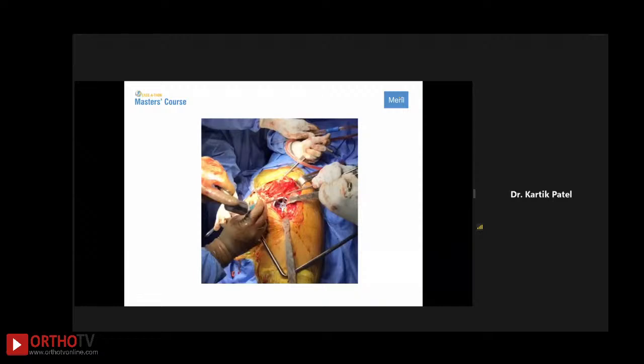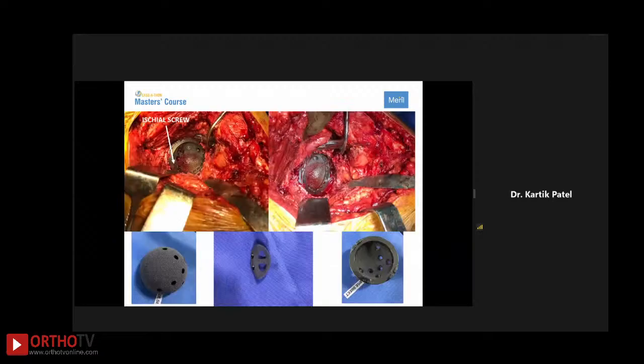If it is flipping over, you have to reconstruct the defect either with bone graft or augment. And I used the augment to fill the medial defect, superior medial defect, along with the cup. An ischial screw was put, drilling through the cup in the proper direction.